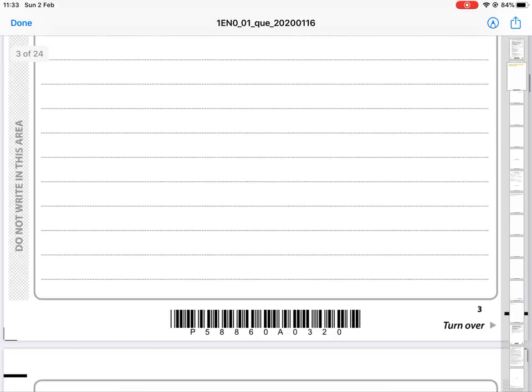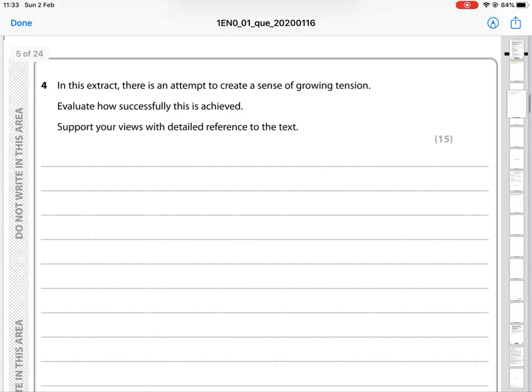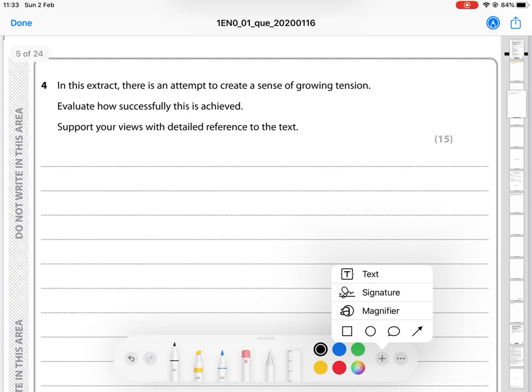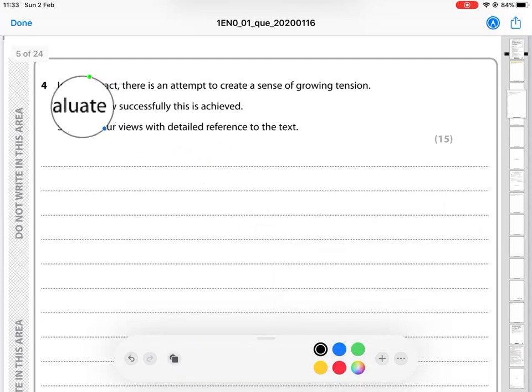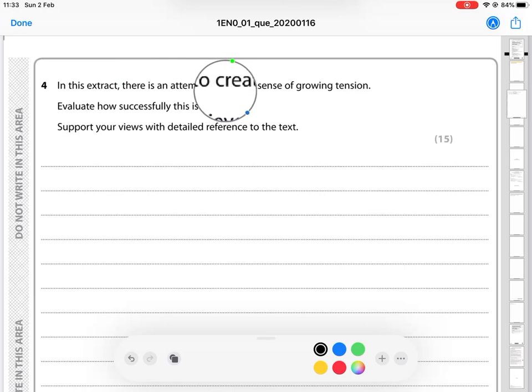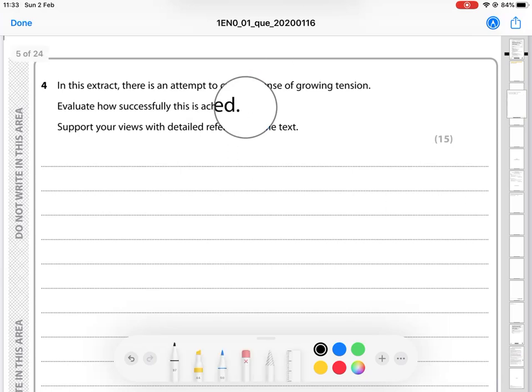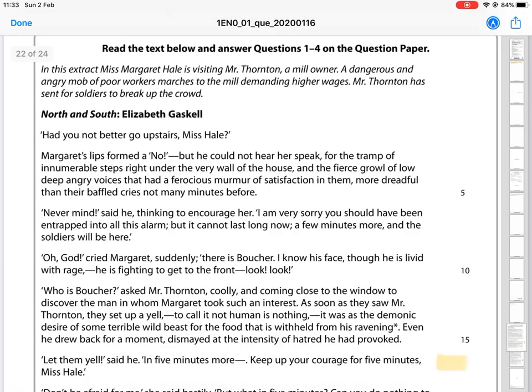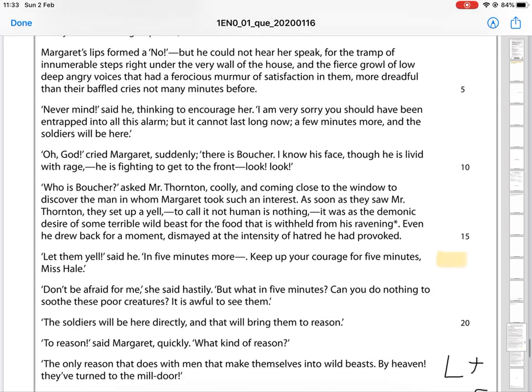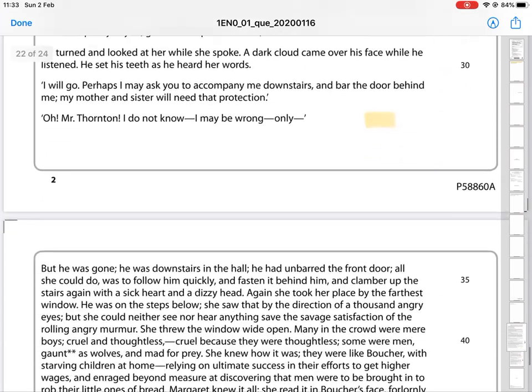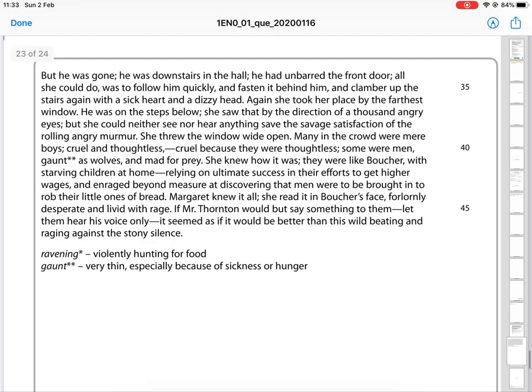So you've just answered that one, you get to question 4, and now it's asking you to evaluate. Okay, it says, in this extract there's an attempt to create a growing sense of tension. Evaluate how successfully this is achieved. Okay, so we go back to the text, and you've made 0 notes on tension. So guess what? You've got to read it all again. And you're just wasting your time when first time round, you could have done that.